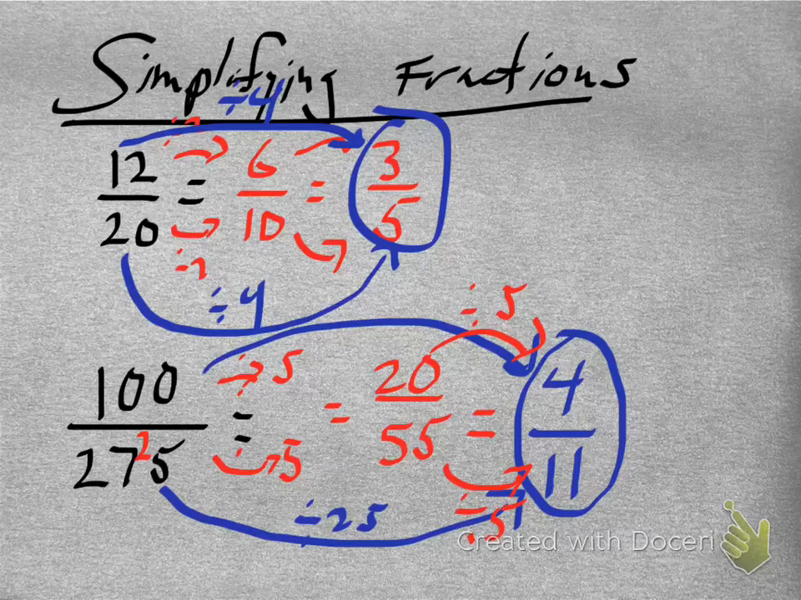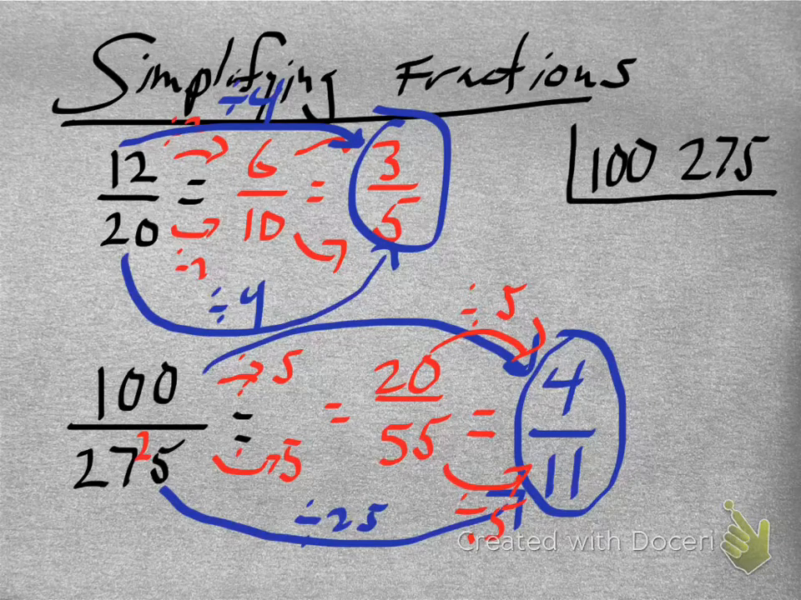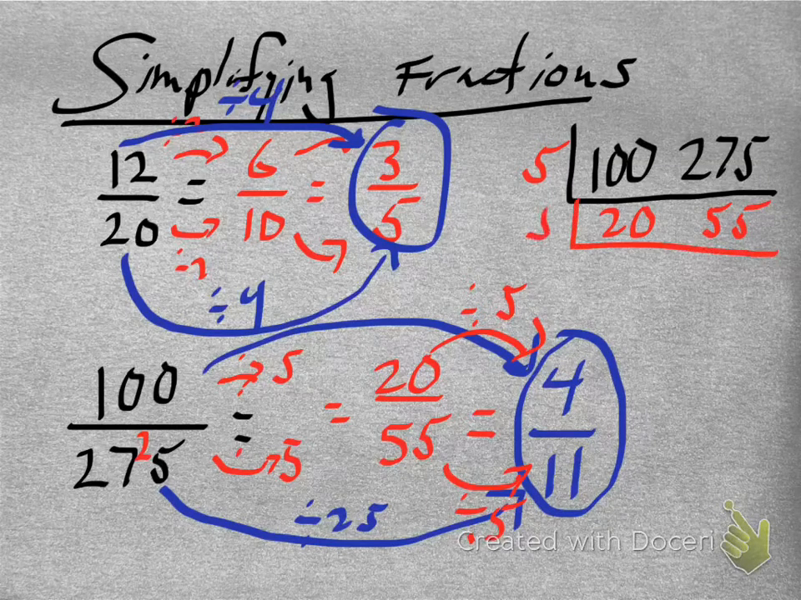Now let me show you something really neat, guys. Let's take these exact same 2 numbers. If I was doing a division ladder on them, look at what we do. Let's take out 5 like Jack did, and sure enough we get 20 and we get 55. Take out another 5, and sure enough we get 4 and we get 11.